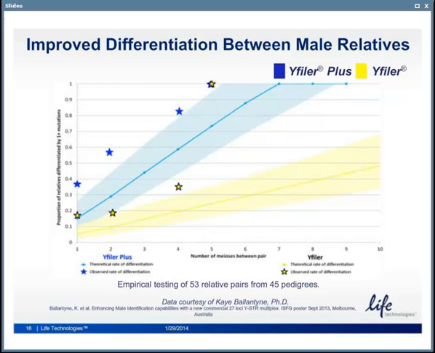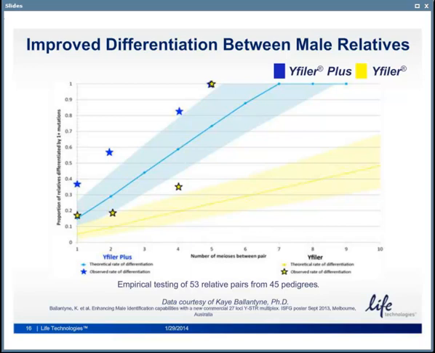And the male relative differentiation actually increases by 3-fold, which results in a per meiosis mutation probability of 0.15 with Yfiler Plus versus 0.05 with Yfiler. And as you might imagine, the majority of this increase is coming solely from the inclusion of these new rapidly mutating y-STR loci. So for Yfiler Plus, hypothetically, males separated by at least 7 generations will always be separated, whereas you would need 21 generations with the Yfiler kit.